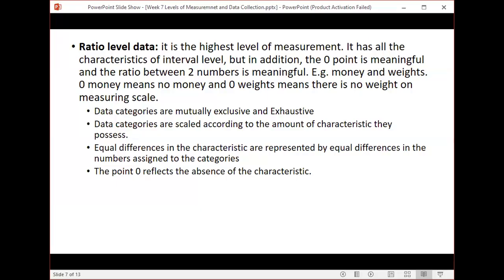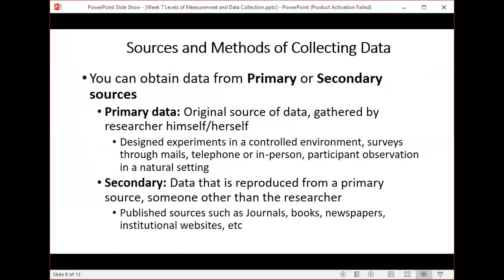So every data you have will be any of these, right? Whether it's nominal, ordinal, interval, or ratio. And so those are the levels of measurement that we have. Okay, any questions before we move on to the data collection?